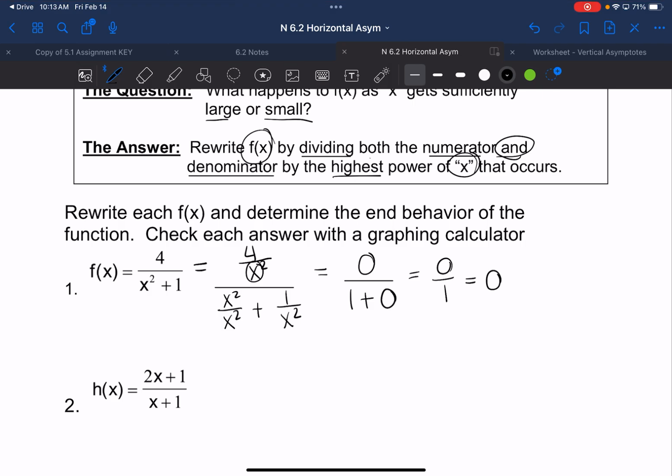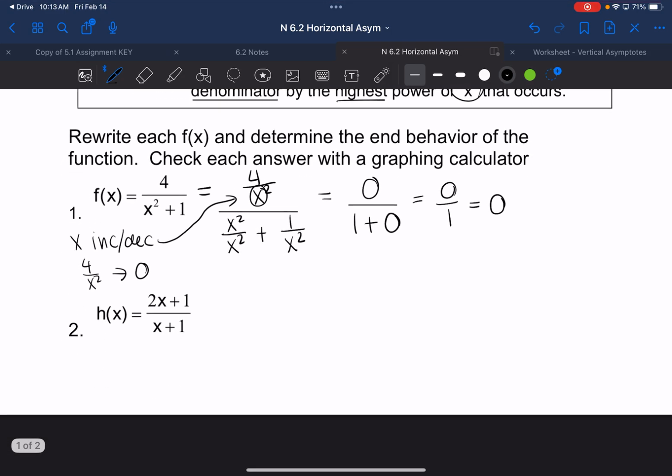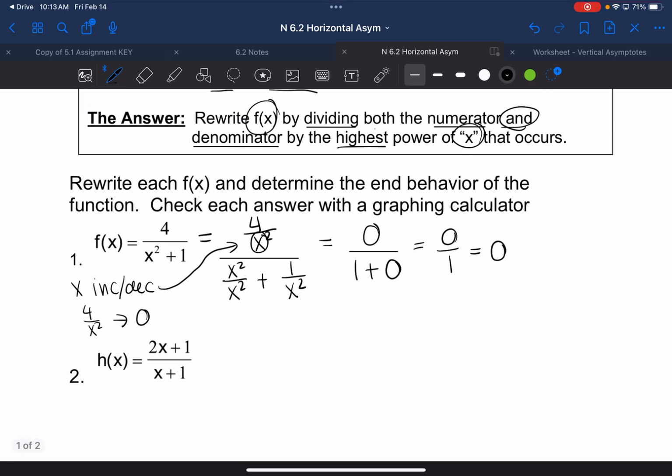Okay? So this was as x increased or decreased, right? Didn't really matter because it was squared. This is what occurred, right? So as x increased or decreased, we're going to say that the function 4 over x squared was headed towards 0. Okay? All right, now we're going to do the same thing for number 2.